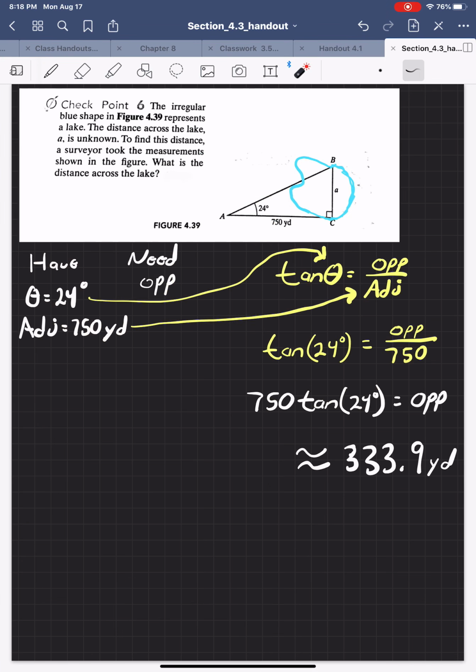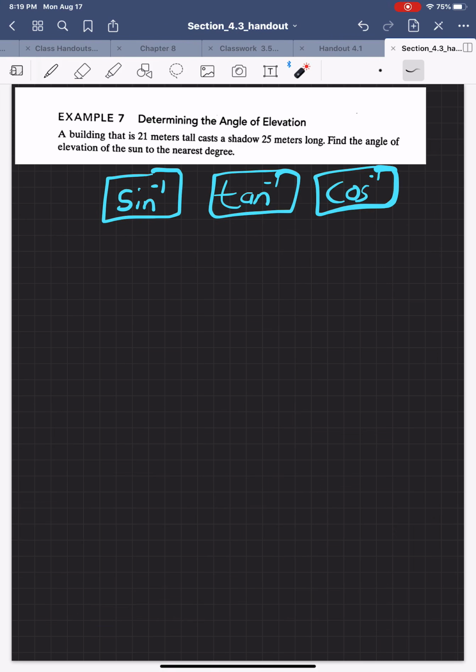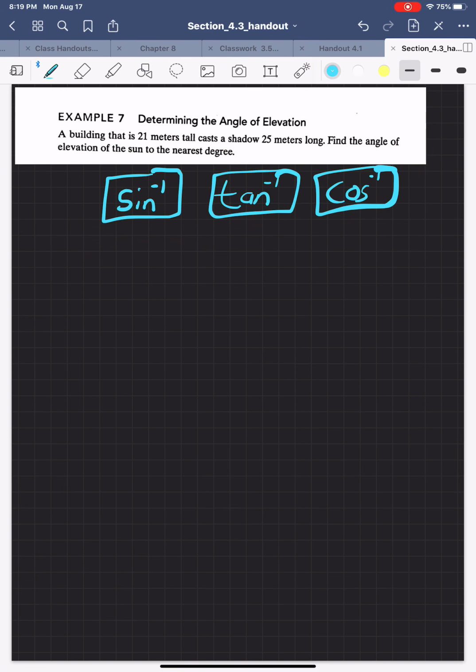The last two problems we already had the angle. We didn't need to know that. But if you are trying to find the angle, these are the buttons that you want to use. Okay, these are your inverse. And I'm going to jump in without the explanation until we get to a later section. So let me read the question.